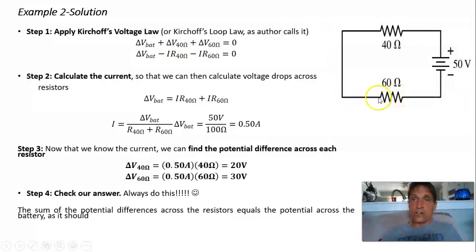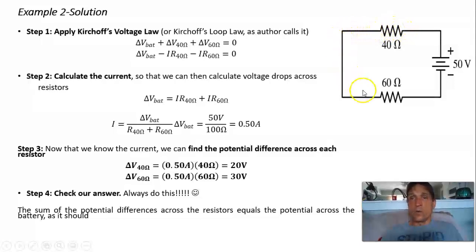60 ohm resistor. We're going in the direction of current. Delta V here is just 60 ohms times I. And in this, it's a negative value because we're going in the direction of current. In other words, we're going from more positive potential on this side to less positive potential on this side, and so the change in potential is negative.